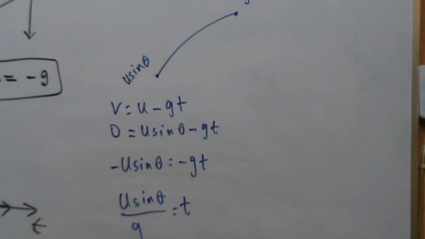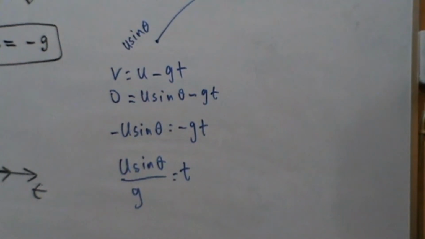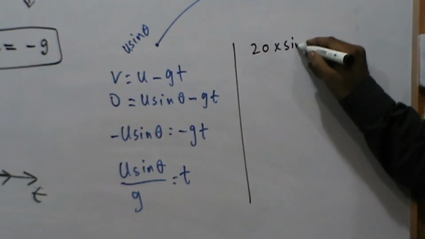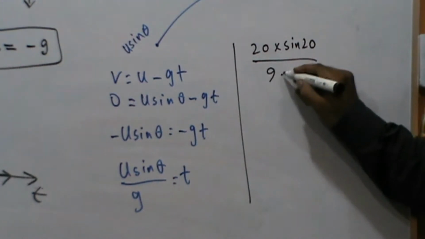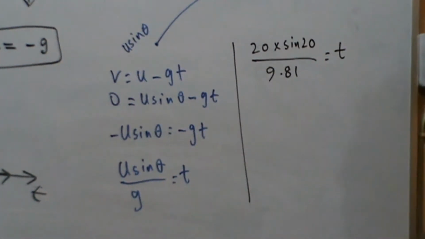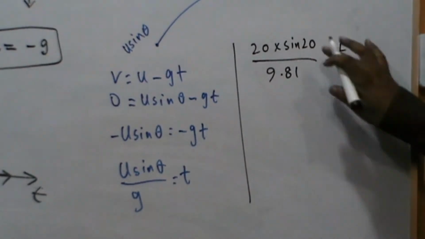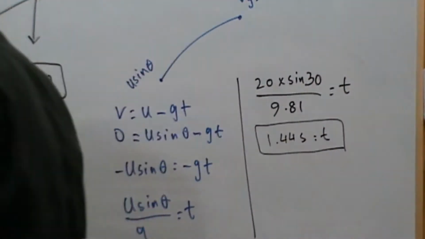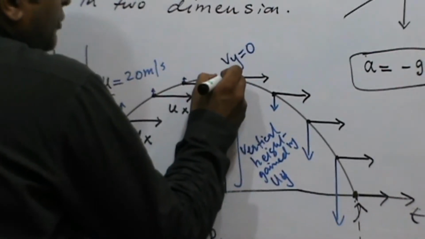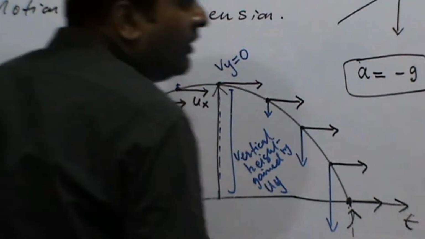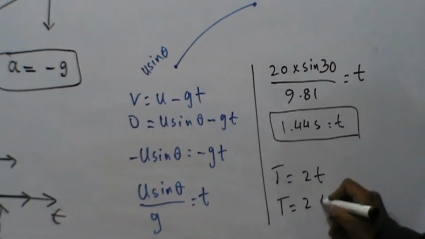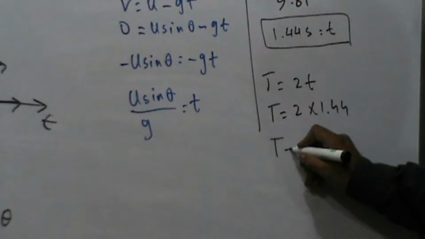if I want to calculate how much time would it take to reach the maximum height, so simple is that I will take the u which is 20 and I will take sin 30 and I will divide this value by 9.81, that will be the time to reach the maximum height. So 1.44 seconds. अब total time of flight in the absence of air इसका डबल होगा, जितना टाइम इसको यहाँ जाने में लग रहा है उतना ही टाइम it will take to come back to this point. Total time of flight will be 2 times t and that is equal to 2 times 1.44.